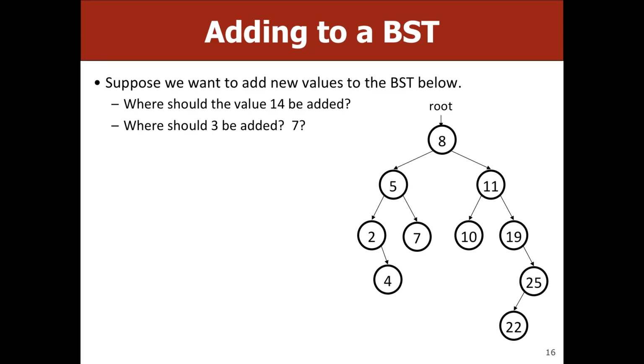14 is bigger than 11, and 19 has values smaller than. Yeah, so the idea is, okay, 14 is bigger than 8, so we know it needs to be in the right side of the tree. And it's bigger than 11, so it needs to be in the right side of the 11 subtree. And it's smaller than 19, so it needs to be in the left side of the 19 subtree. And that doesn't exist. So let's just make that subtree equal to the node 14.